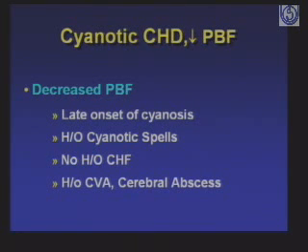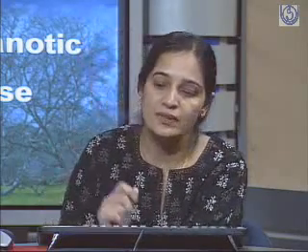First is cyanosis with decreased pulmonary blood flow. Here we are describing cyanosis, decreased pulmonary blood flow, normal PA pressure, that is the tetralogy of Fallot physiology. The child presents with cyanosis which, depending upon the severity of pulmonary stenosis, may start in early infancy. Usually there is a history of cyanosis starting after infancy, and a history of cyanotic spells, that is excessive crying or irritability after some stimuli, leading to a deeply cyanosed child. Usually there is no history of congestive heart failure. There may be a history of cerebrovascular accident or cerebral abscess.